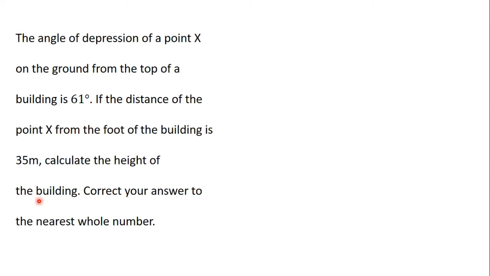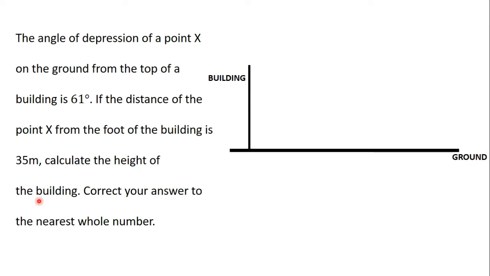The angle of depression of a point X on the ground from the top of a building is 61 degrees. So we are talking about the ground level here and there is a building on the ground. So you have the ground level and this is the building on the ground. Let's say that this is the point X on the ground. The angle of depression of X from the top of the building is 61 degrees.